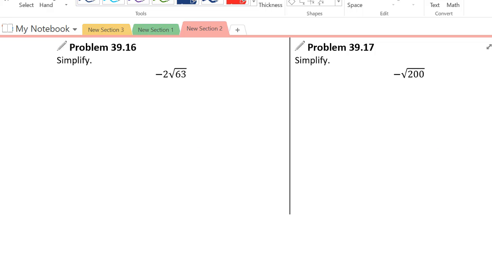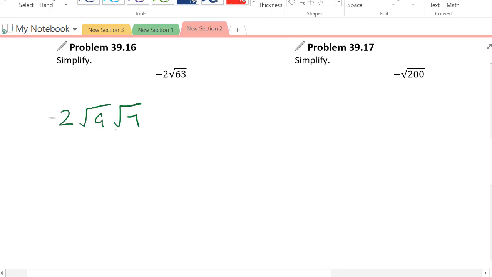So here, I'm going to have again whole number negative 2, so I can't do anything with that. Just write the negative 2 down. And I have to break up 63. What's the perfect square that goes into 63? Well, you'll see that it's 9 and 7, right? And then what do we get? Negative 2 times square root of 9 is 3, radical 7. Negative 2 times 3 is negative 6 radical 7. And that's it.